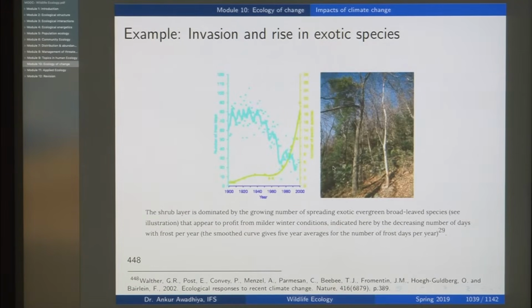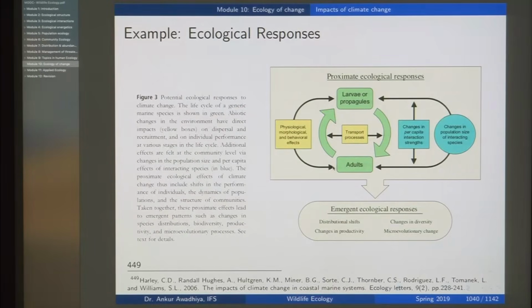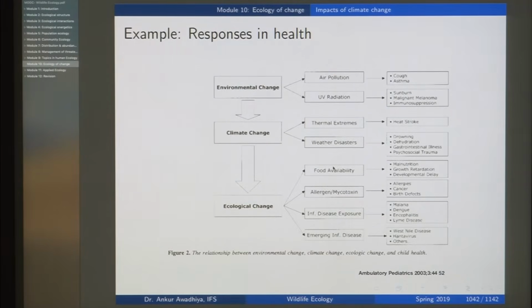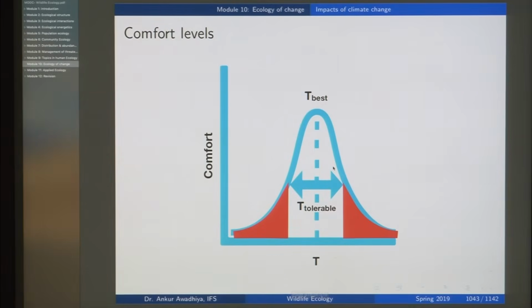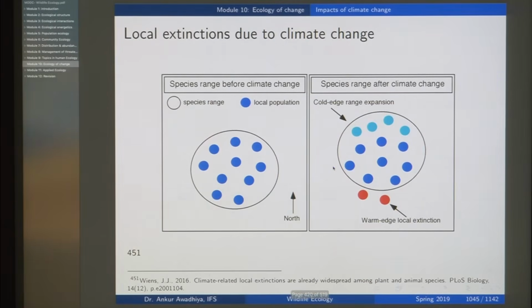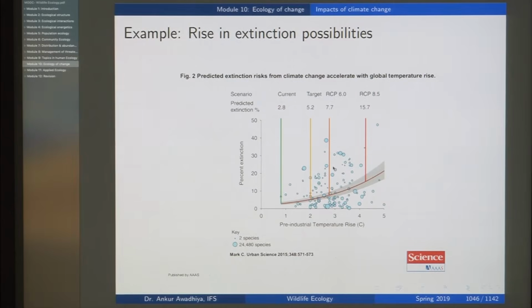And we are seeing a number of these examples these days, such as a rise in the level of sea, a rise in the invasion of exotic species. We are also looking at different ecological responses. We can make use of models to predict what all responses will be there. We are seeing responses in the health. We are seeing changes in the comfort levels. So, if you are increasing the temperature, there will be an expansion in the cold edge, and there will be an extinction in the warm edge, and this is something that we are seeing these days.